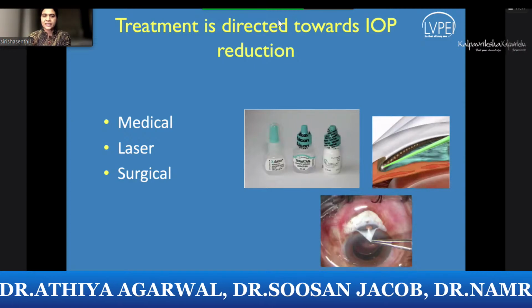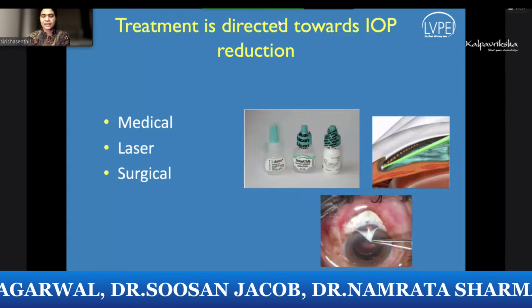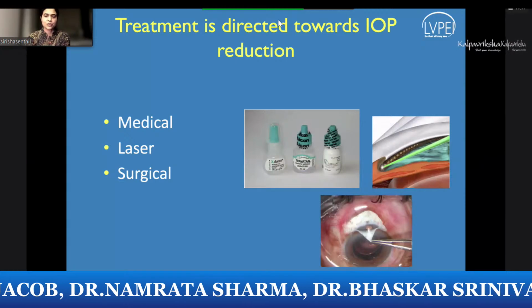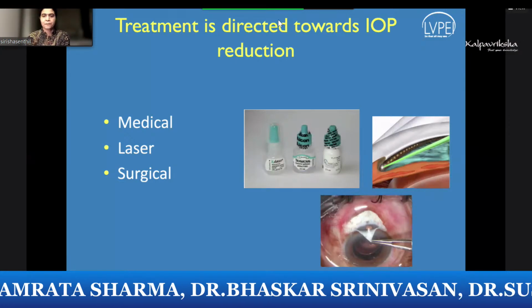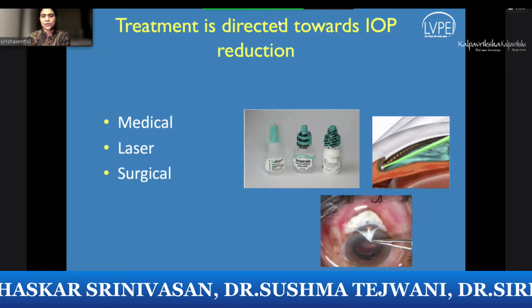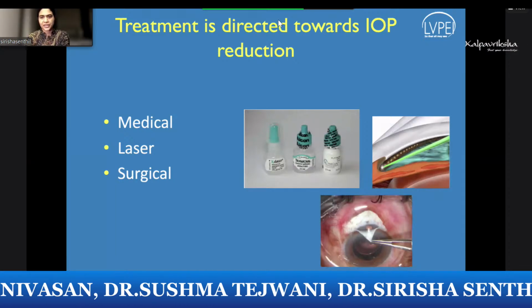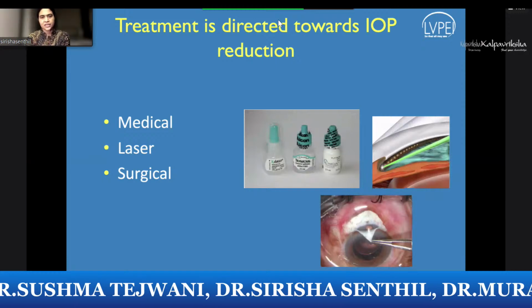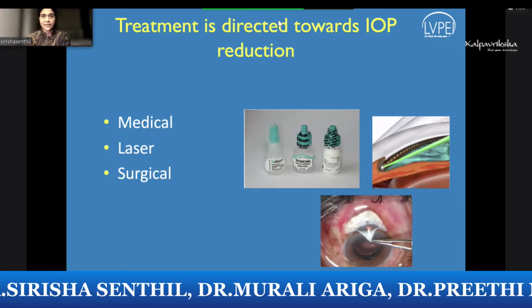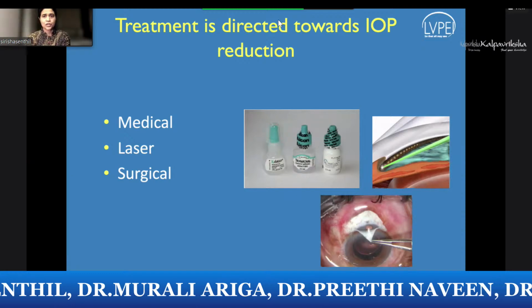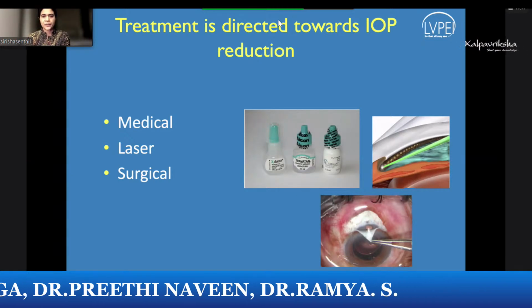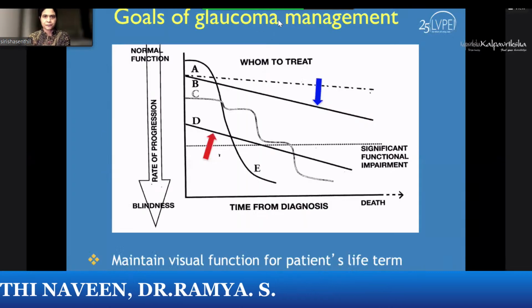They are medical, laser, and surgical options, and medications are the ones that are used in more than 80% to 90% of the cases, because in today's day and age, we do have good medications that can control the intraocular pressure in the majority of the patients. In certain situations, lasers are used, be it open angle where a laser trabeculoplasty is done, or angle closure glaucoma where peripheral iridotomy is a must. And there are various surgical options that are available.